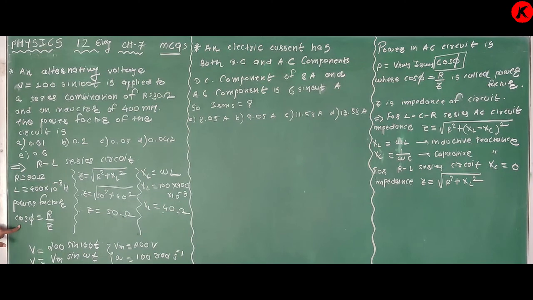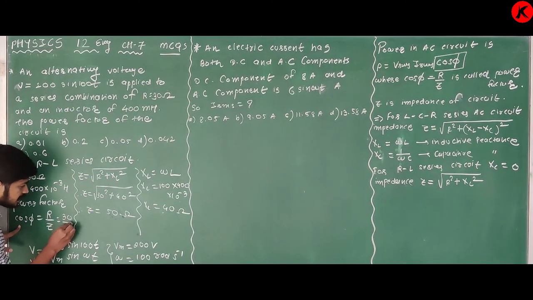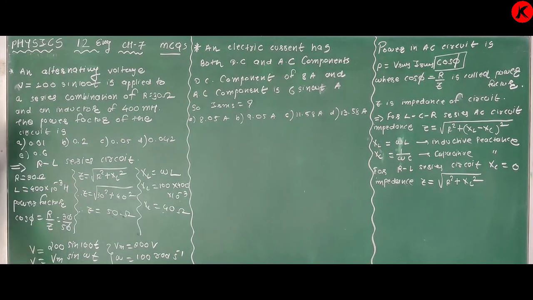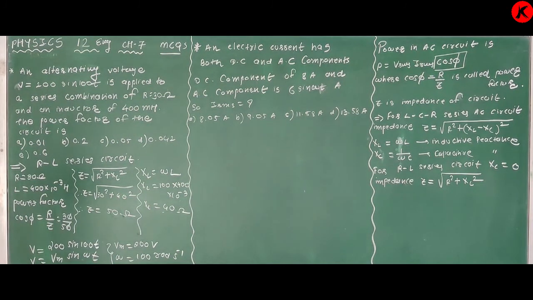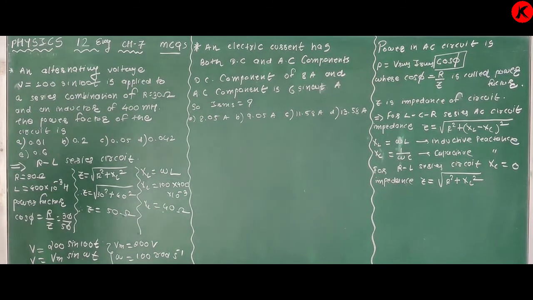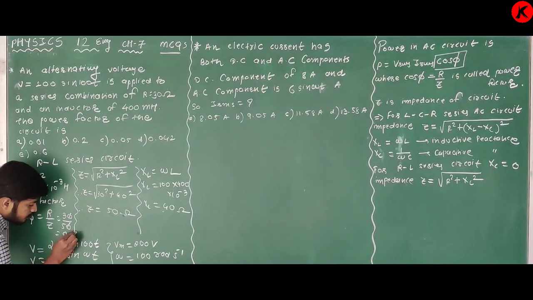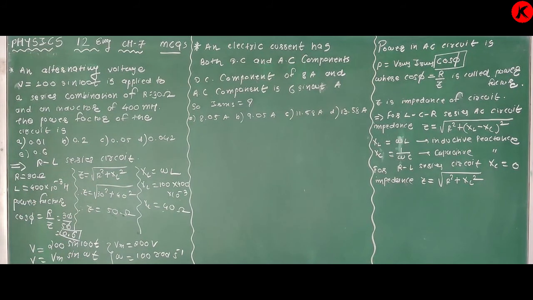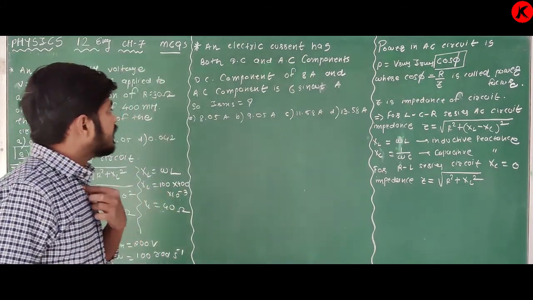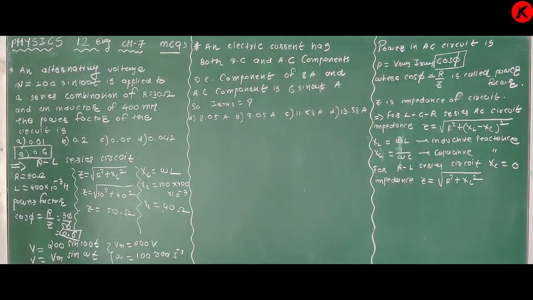You have to find the power factor. What is the value of R? It is 30, divided by 50, which is 3 by 5. It is your answer. Cos phi is equal to 3 by 5, which is 0.6. It is your answer, 0.6. Clear about this? So if you know each and every equation, each and every concept, then you can easily solve this question about power factor.